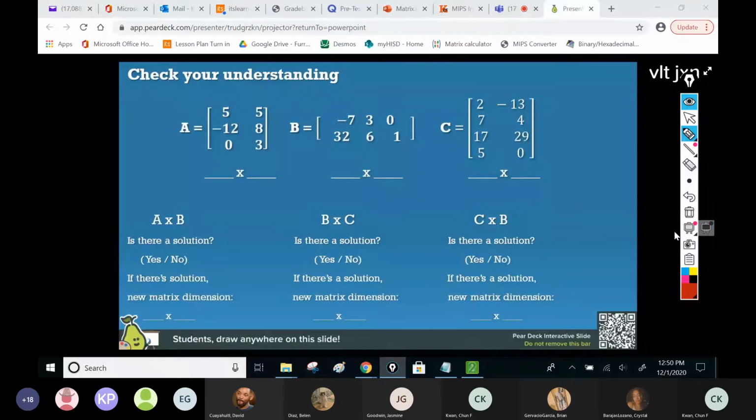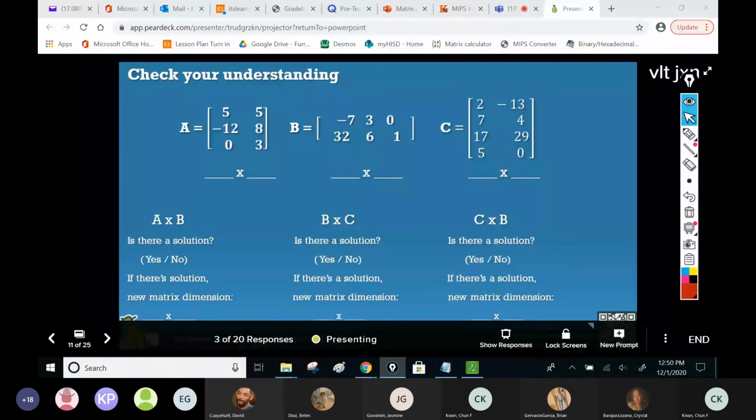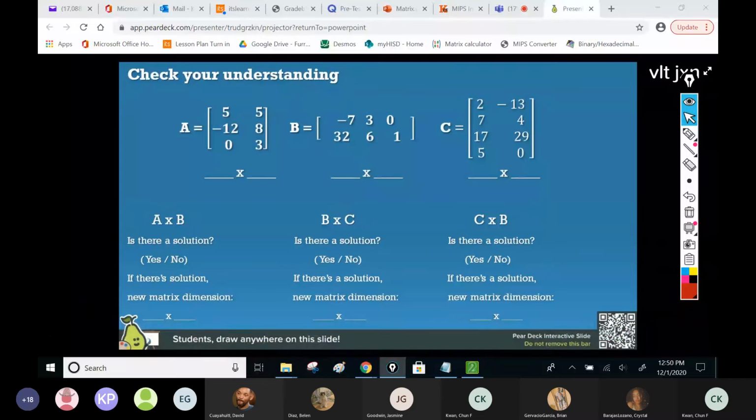I'll give you a few minutes. Go to QDEC and give it a try. Tell me the dimensions, check to see if there's a solution, and if there is a solution, tell me the new matrix dimensions. If you think you're done, you can draw something on the screen. If you don't, I'm just going to adjust your name.